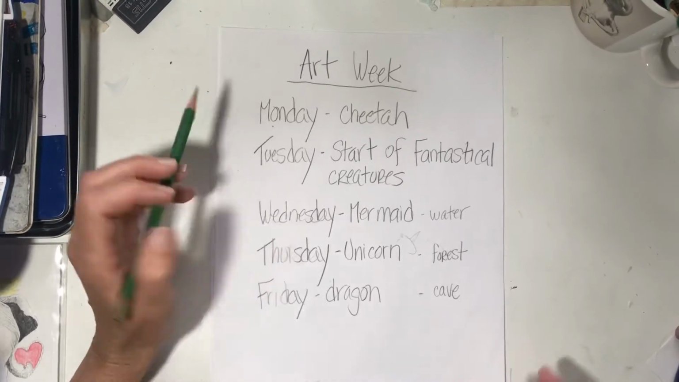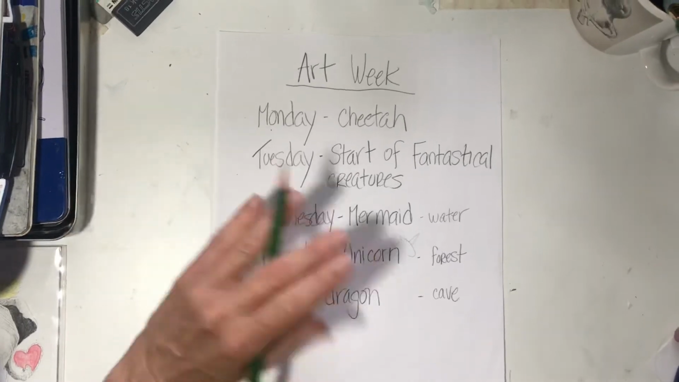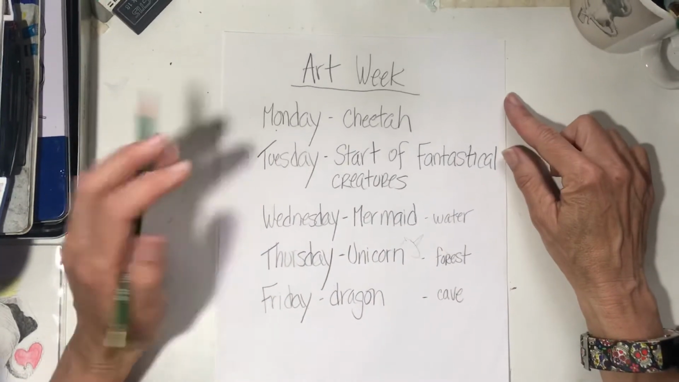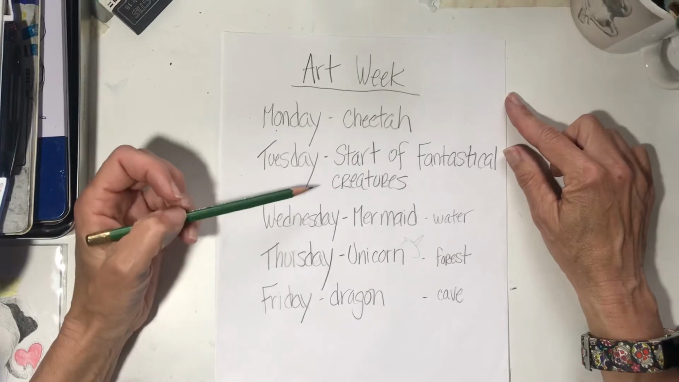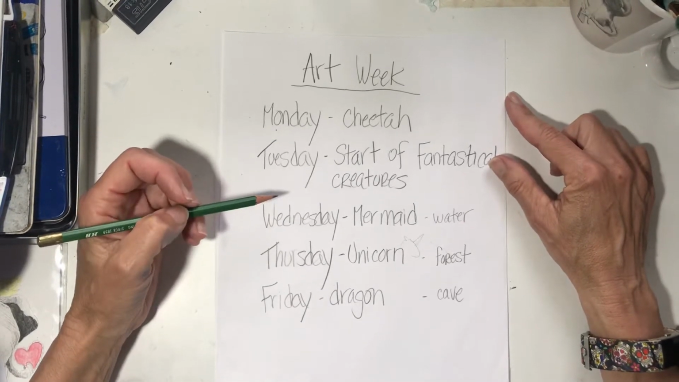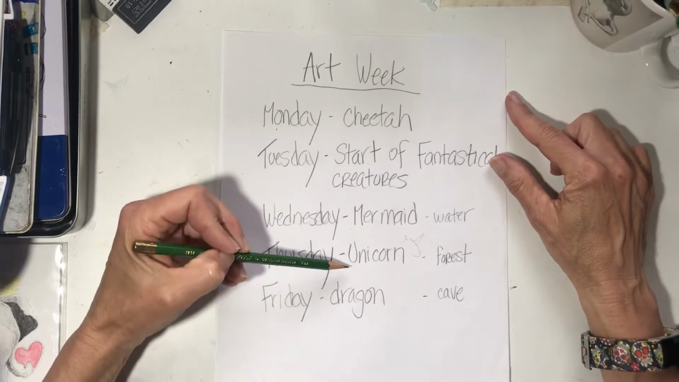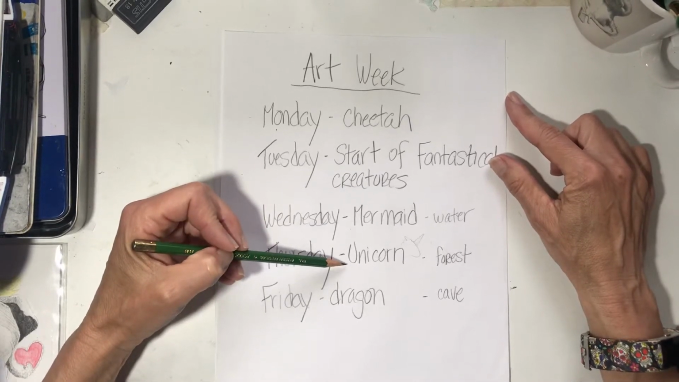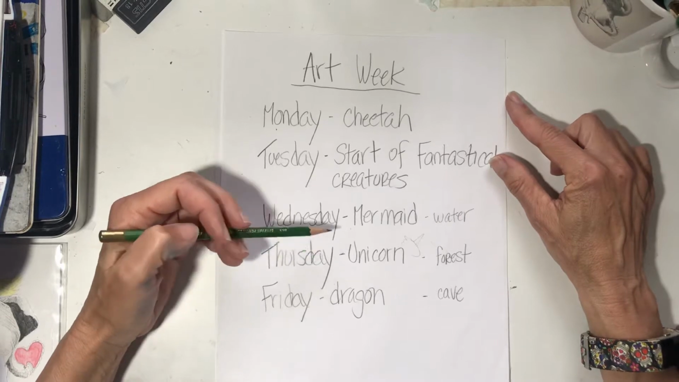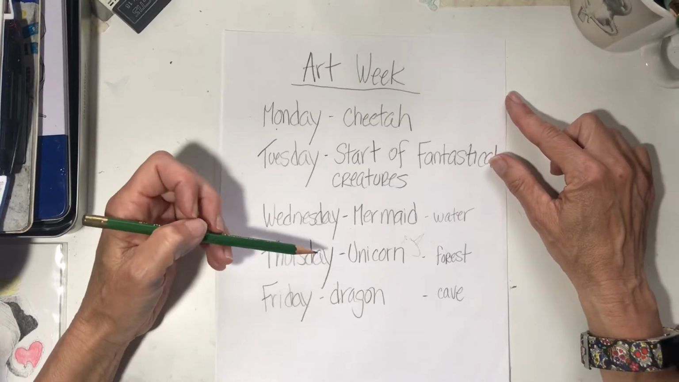So today we're going to do the scene, the background for our fantastical creatures. So it's going to be a landscape. It has to have water for the mermaid. It has to have a forest. And what's a forest? It's a group of trees. It's where lots of animals live.